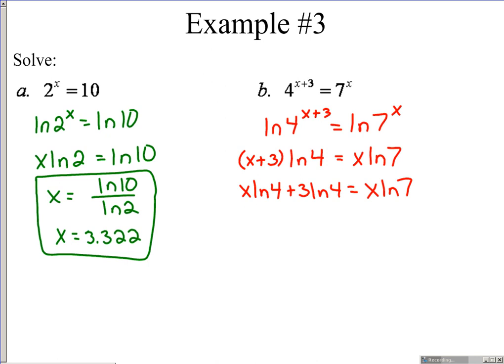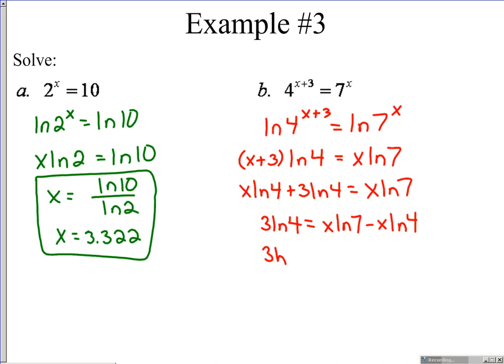From here, we want to get everything with x on one side, everything that doesn't have x on the other. Since I have x's on the right only, let's move this x natural log 4 over with it. So on the left, I'm just left with 3 natural log 4. On the right, x natural log 7 minus x natural log 4. We're trying to solve for x. So how can I get that x out of that right side so I can solve for it?